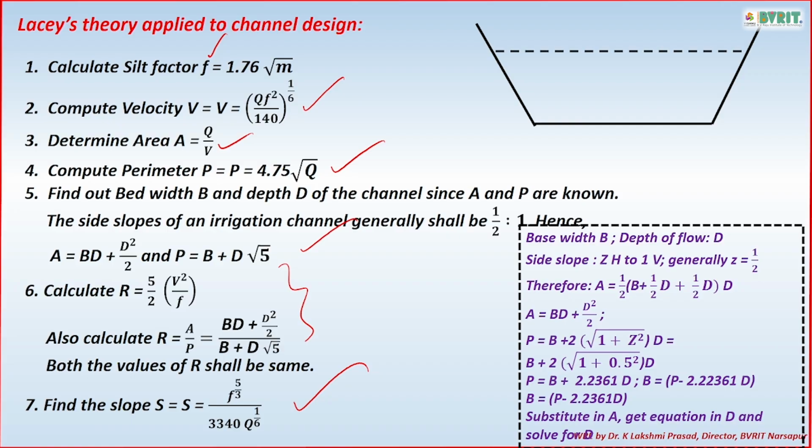For that, the general thing is, for us the channel bed width is B, depth is D, and the side slope is Z horizontal to 1, and Z is equal to half. This is the general thing if nothing is given. If they change, accordingly you can do it. We are doing based on that. So the area is BD plus 0.5 D square, and P is equal to B plus D root 5, because the side slope length is nothing but D root 5 for the half.